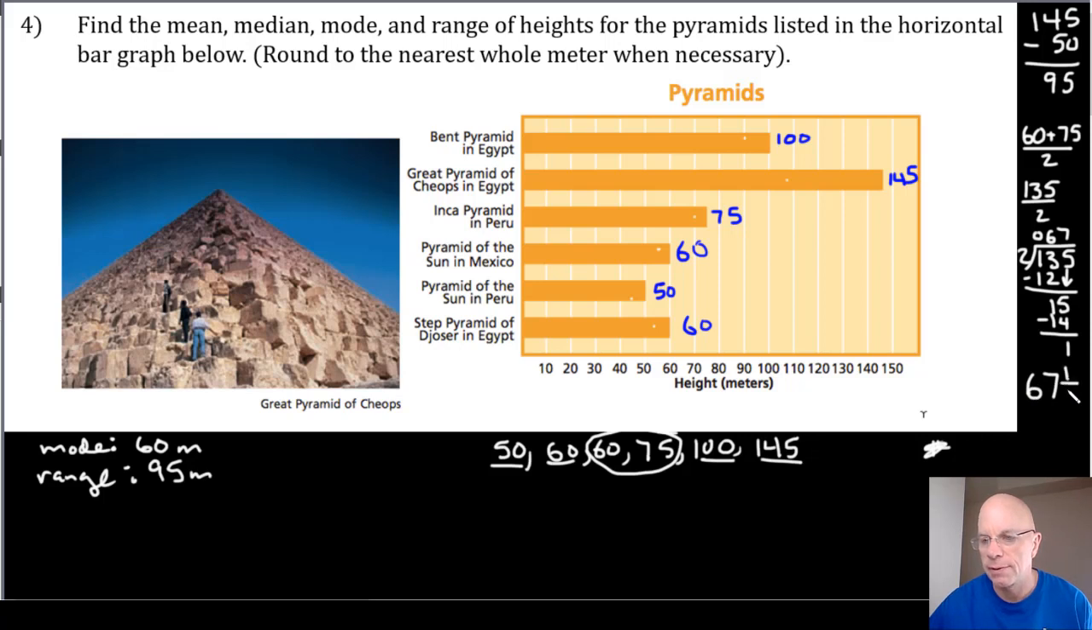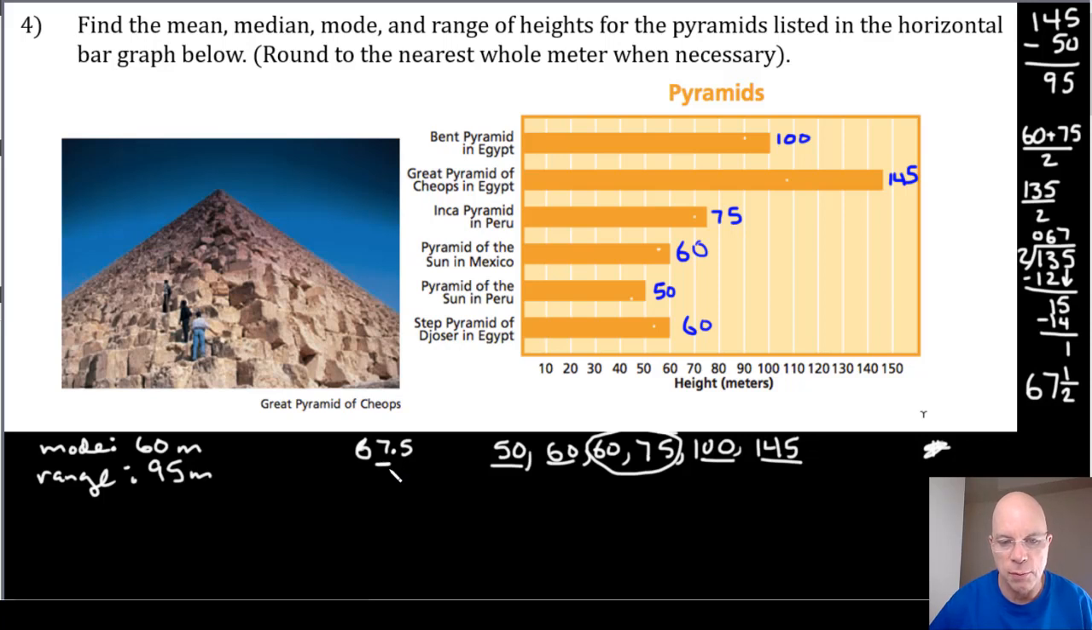or 1/2. If we're dividing by 2, we're counting halves, and so if I have a remainder of 1, I have 1/2. So 67.5, but the directions tell us to round to the nearest whole meter when necessary, which means when you get something that's not a whole number of meters like the first two were.